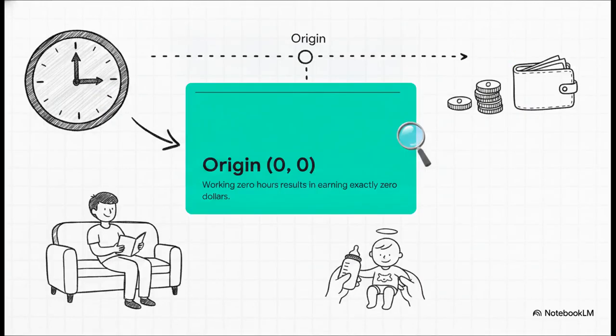Now here's a really interesting spot, the point (0, 0), which we call the origin. Why does our line start right there? Well, think about the real world for a second. If you work 0 hours babysitting, your neighbors are going to pay you exactly $0. This right here is the absolute hallmark of a proportional relationship. The graph of a proportional relationship is always a straight line that passes right through the origin. Simply put, you don't work, you don't get paid.